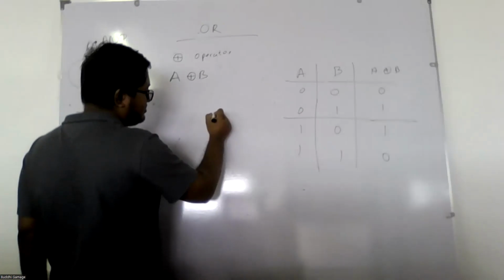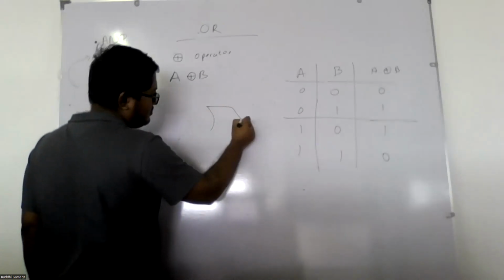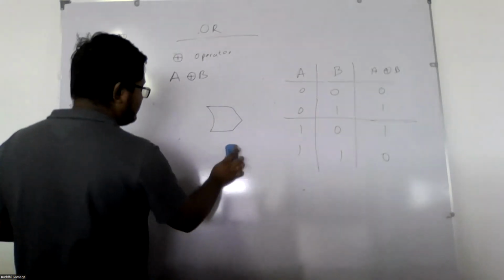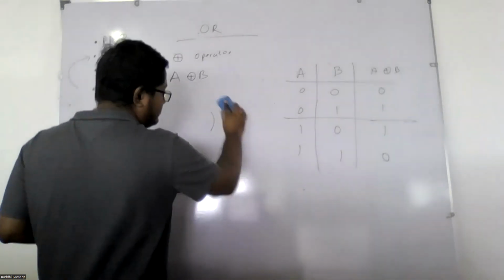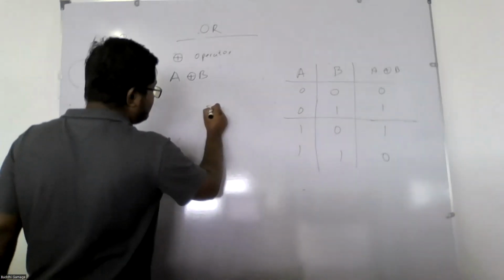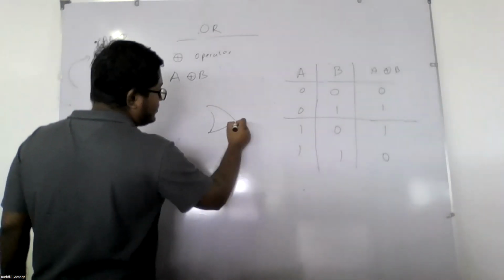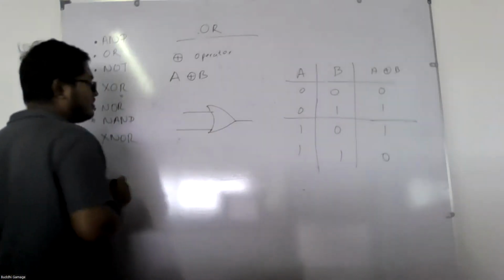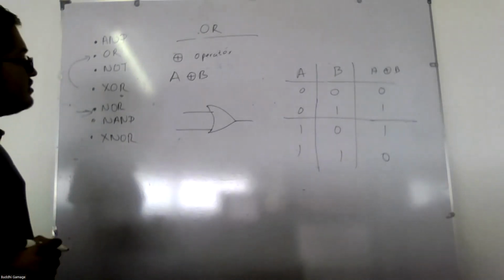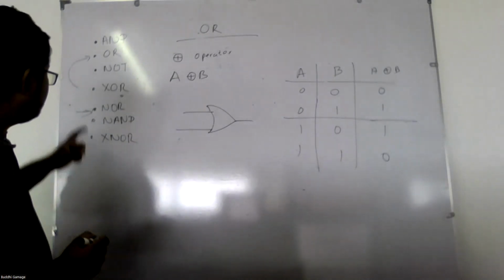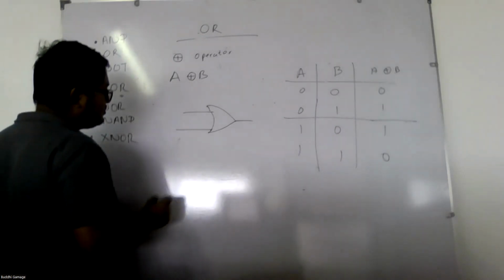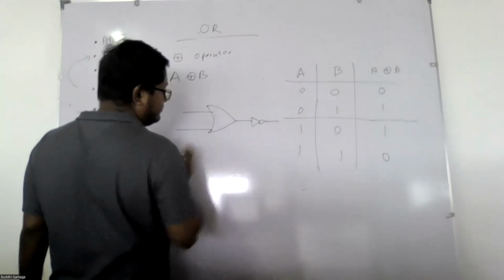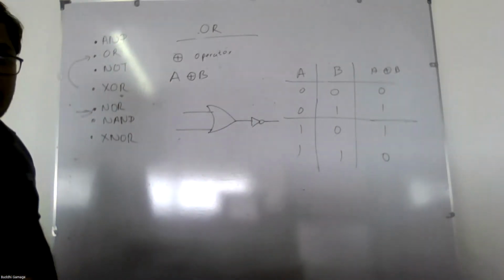The symbol for the OR gate is simply drawn like this. So this is our OR gate, right? And NOR is OR followed by NOT. So the NOT gate is this, right?